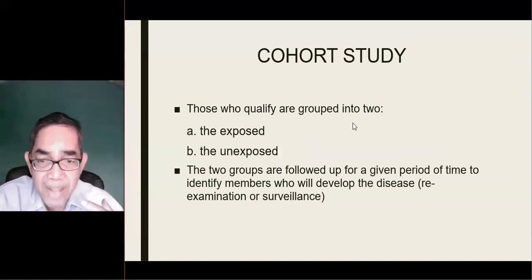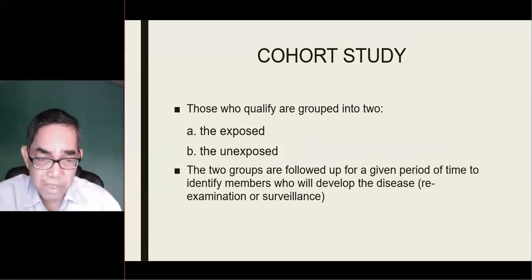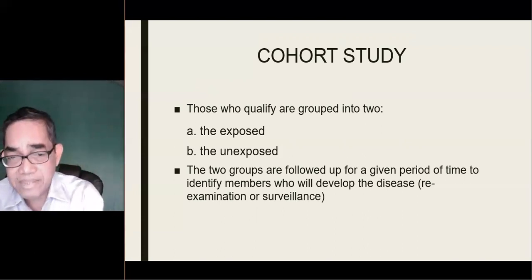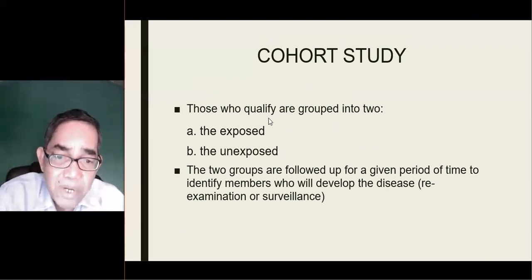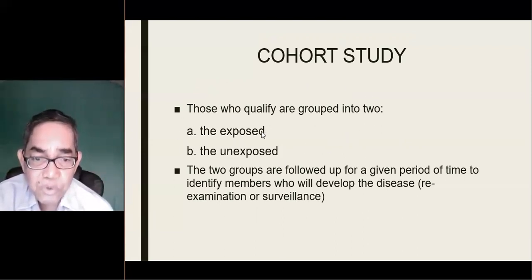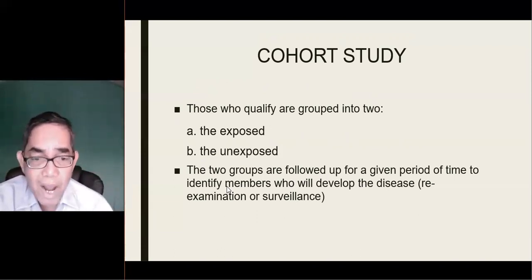And who are those who qualify? These are people who don't have the outcome, who don't have the disease, because people who have the disease are disqualified. They cannot qualify for the study. So only those people who don't have the disease are qualified. They are divided into two, the exposed and the unexposed. And these two groups are followed up for a given period of time to identify people who will develop the disease.